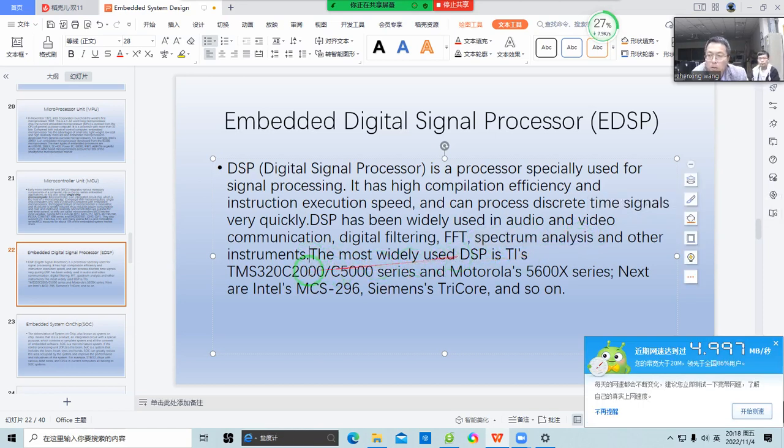The most famous DSP, not outdated, is the TMS320. This TMS320 series is very famous. And Motorola, right now Motorola is not famous. And Siemens.